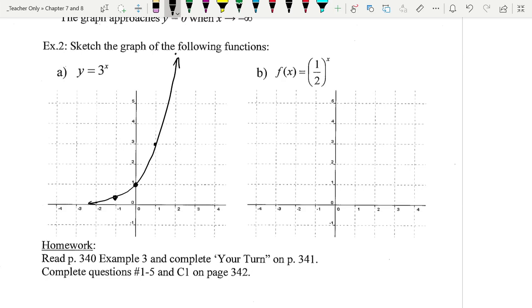What if the base is a fraction? Maybe we should explore this one. If you have enough room, make an x and an f of x here, x and y. So what happens when x is, we'll use the same points, negative 2, negative 1, 0, 1, 2. Well, 0, that's the easy one. A half times itself 0 times. Anything to the power of 0, except for 0 itself, is 1. That point doesn't change.